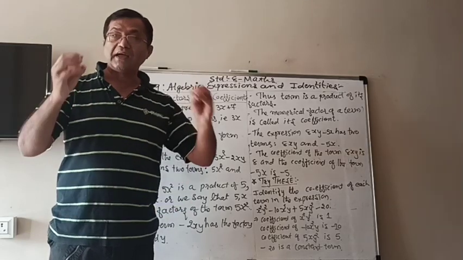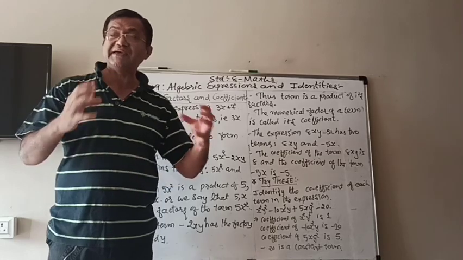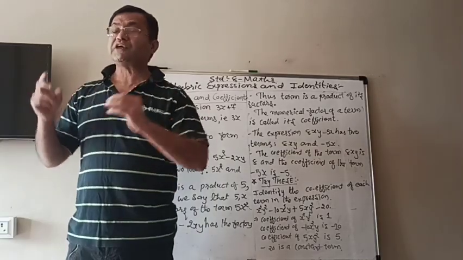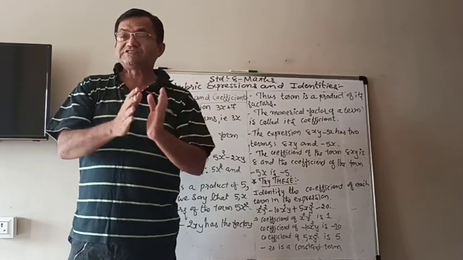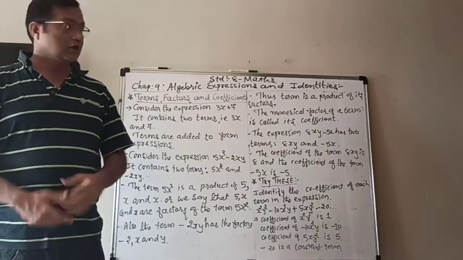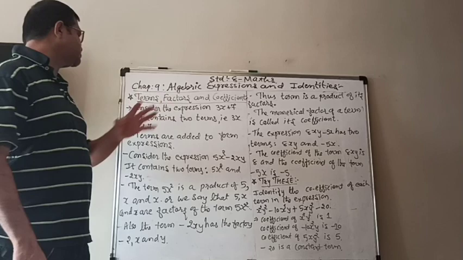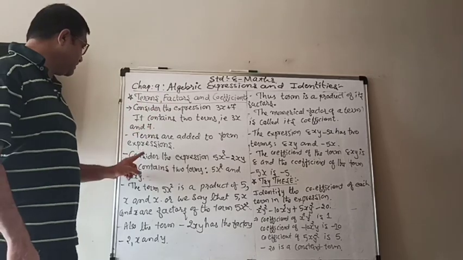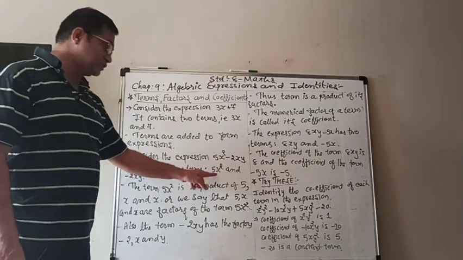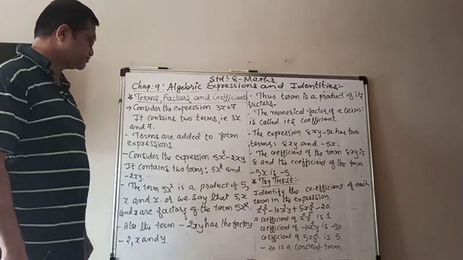That is an expression. So an expression is formed by adding the terms. It means that whenever you are looking for the terms, you have to check the plus or minus sign between them. So the terms are added to form expressions. Consider the expression just now: it contains two terms, 5x square and minus 2xy.